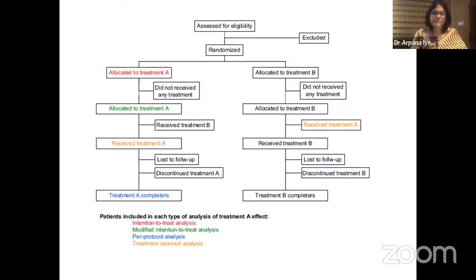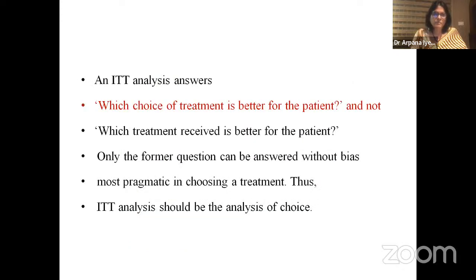As you can see in this, the green color on the left hand side, allocated to treatment A, before only one patient did not receive any treatment. So even if that patient also would have been included, that would have been a totally intention to treat analysis. But that patient who did not receive any treatment was excluded from the study, and therefore it became a modified intention to treat analysis, which is good.